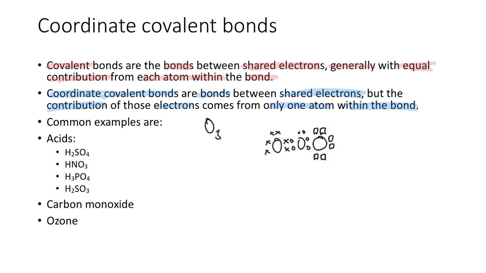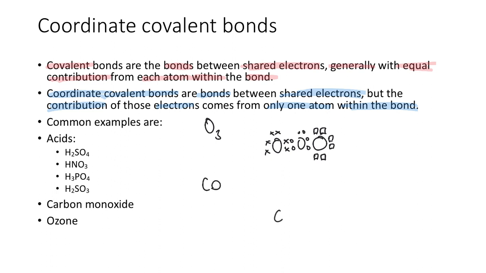And then if you were to draw this with lines, you would draw this with O double bonded there and a single bonded there, and then you would have the non-bonding electrons shown as well. 2 there and some there. So that is ozone. Let's go look at the next one, carbon monoxide.